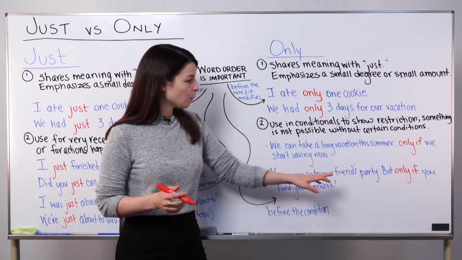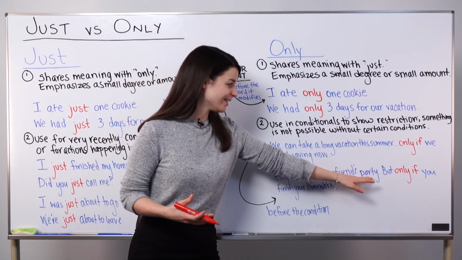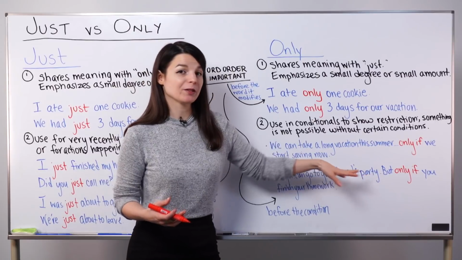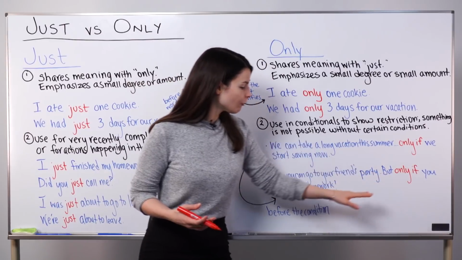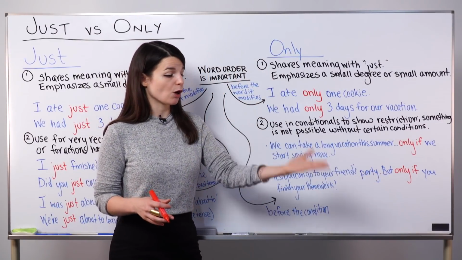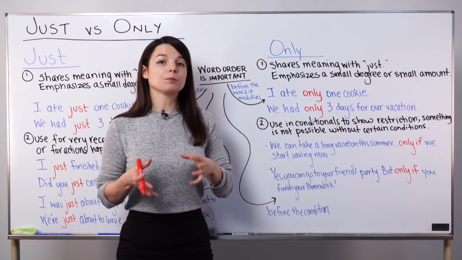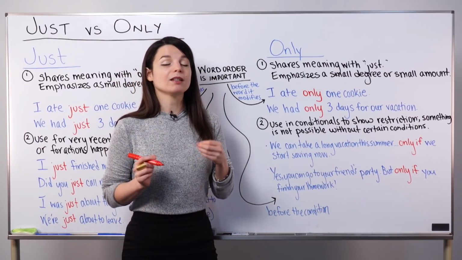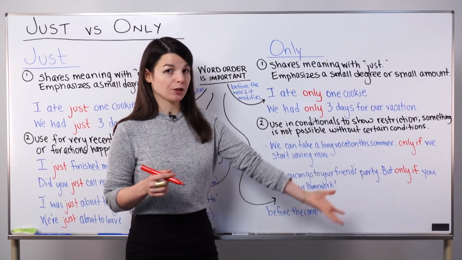So again, we see a condition, like some situation that we're interested in, desiring, going to the friend's party, and then we see the restriction. Only if you finish your homework. Only if you finish your homework can you go to the party. So that means homework must be completed. The child must complete his or her homework. If that is done, the child can go to the party.